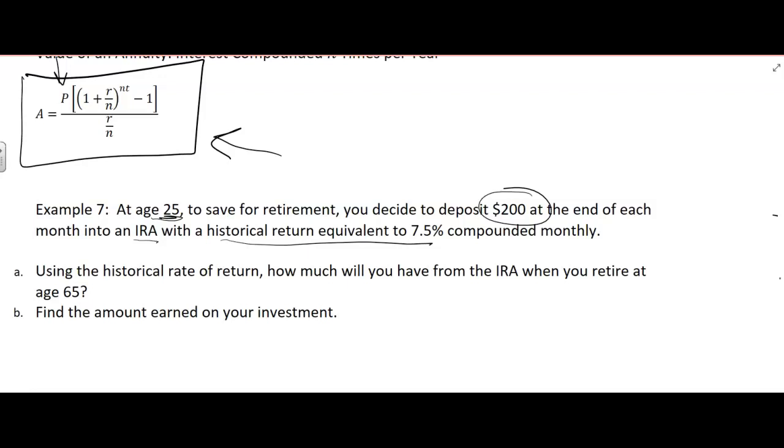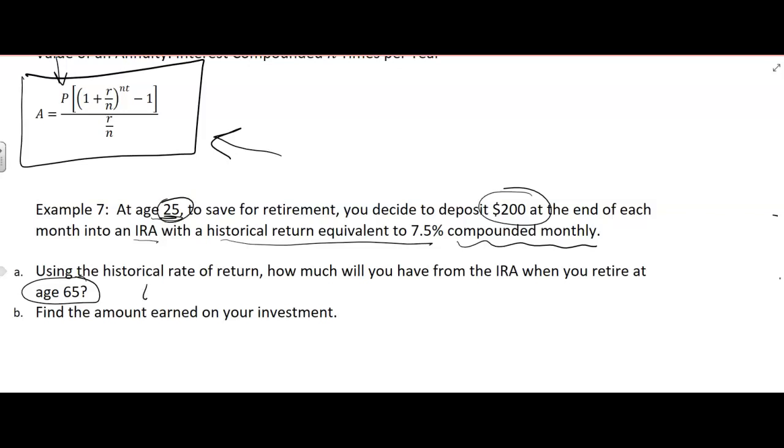We're going to predict how much money we're going to have. So it might not be exact. And we're compounding monthly, okay? So using the historical rate of return, how much will you have from the IRA when you retire at age 65? So we're going to work for 40 years, okay, from 25 to 65.